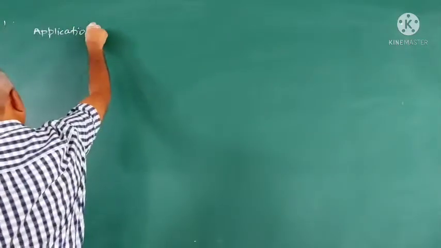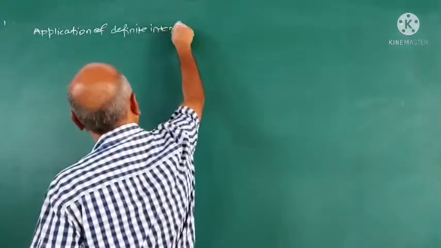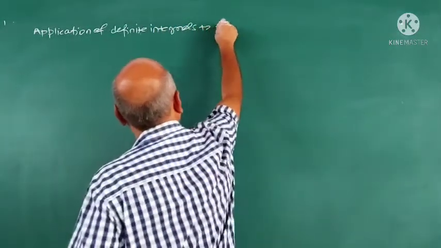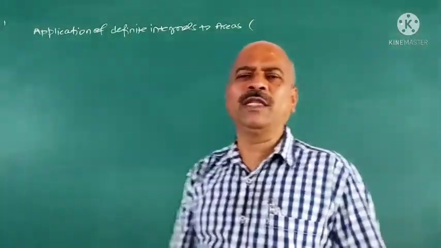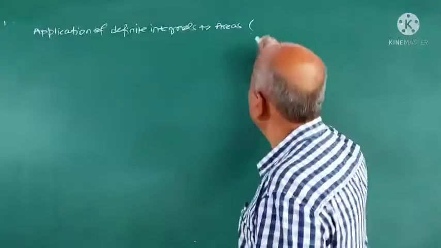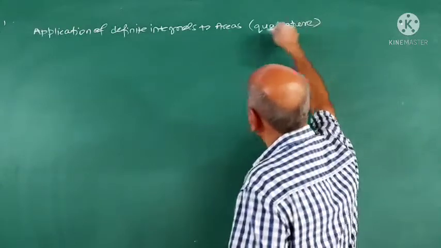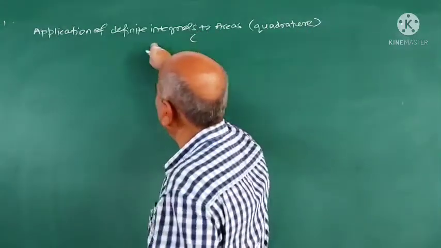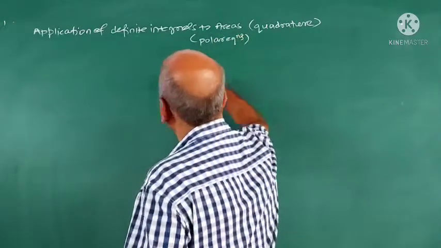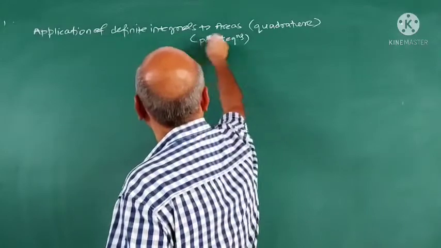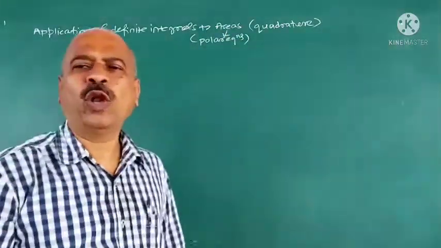Application of definite integrals to areas, and finding the area of the plane region using definite integral is called quadrature. It is called quadrature. And in your syllabus, area under the curves given by polar equations only. Area, definite integrals to areas, and equation of the curve is given in polar form.